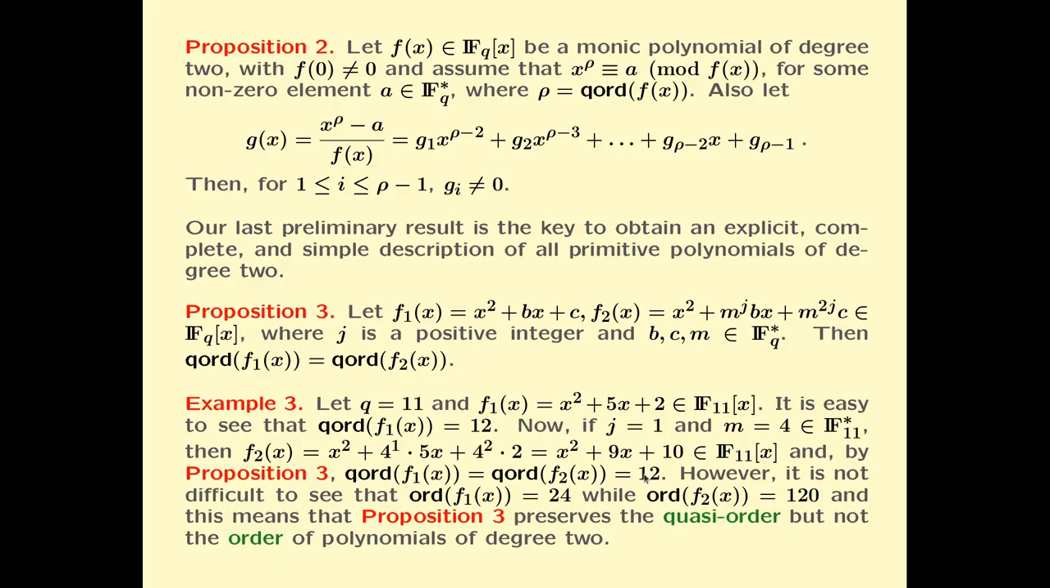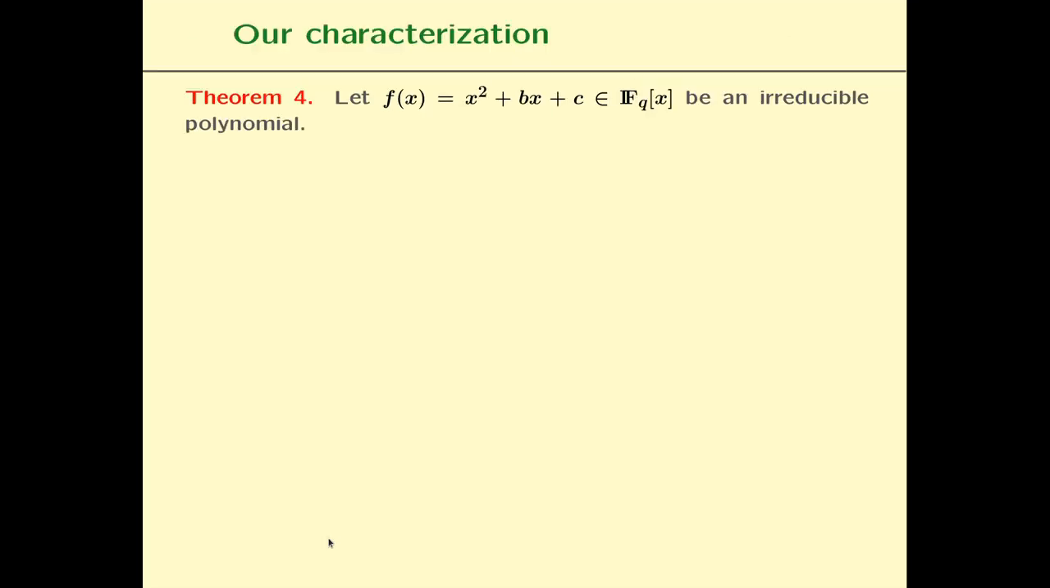However, it is not difficult to see that the order, not the quasi-order, the order of f1 is equal to 24, while the order of f2 is equal to 120. And this means that proposition 3 preserves the quasi-order, but not the order of polynomials of degree 2. Now it is time to present our characterization.